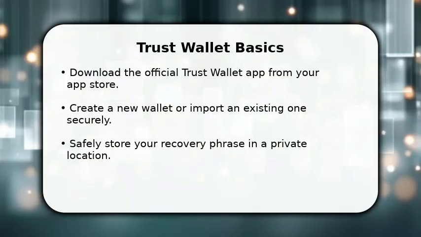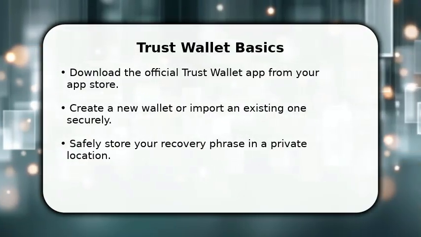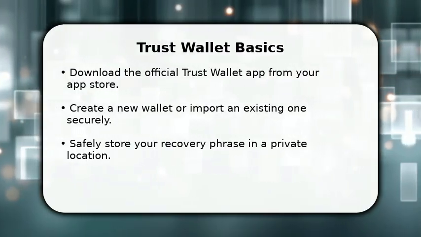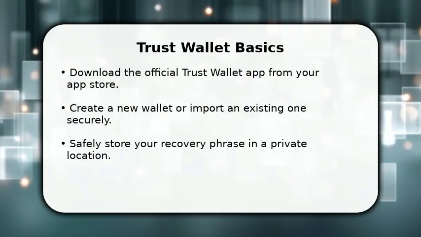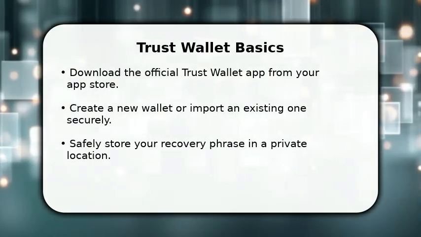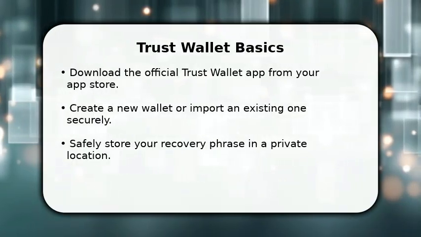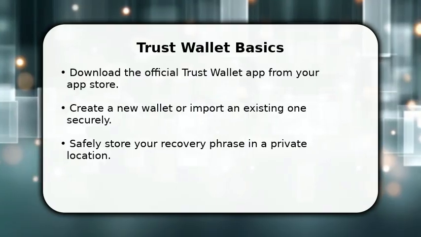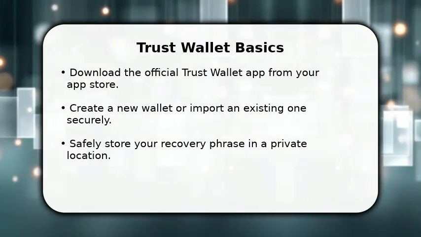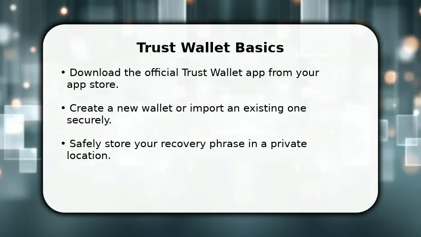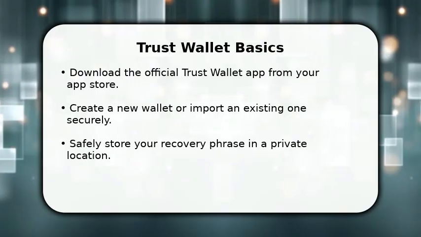Enjoy the video. In this video, I will explain how to work with Trust Wallet. First, download the official Trust Wallet app from your device's app store. Once installed, open the app and choose to create a new wallet. Remember to carefully write down your 12-word recovery phrase and store it in a very secure, private location. This phrase is crucial for accessing your funds.